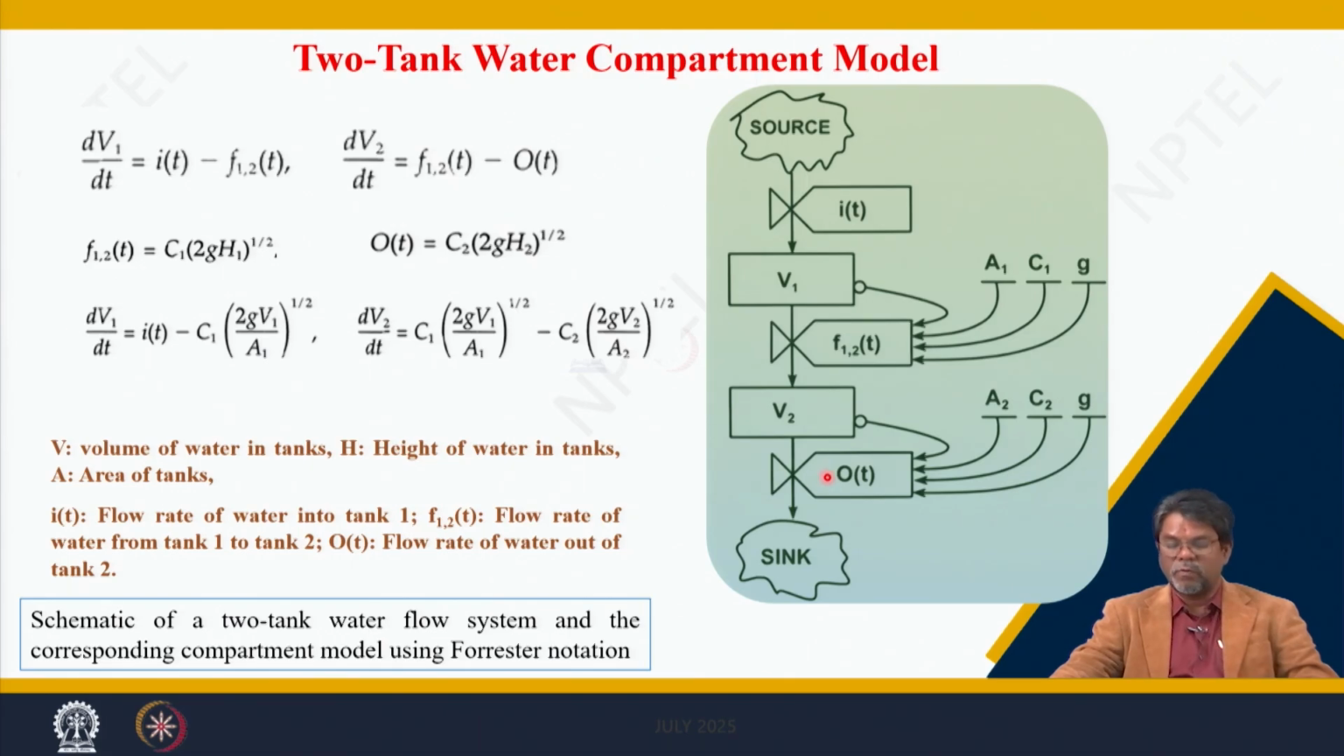Similarly, if you see tank 2, V2 is a state variable and OT is the rate variable, the flow of water from tank 2 out. So, OT is definitely influenced by V2, again A2, the area of tank 2, C2, the proportionality constant for tank 2, and g, the gravitational constant. So, A2 and C2 are parameters, and g is a constant, as we discussed about the terminology in the Forrester model, what the parameters are and what the constants are. A is a parameter, C is a parameter, because they are constant for a particular simulation.